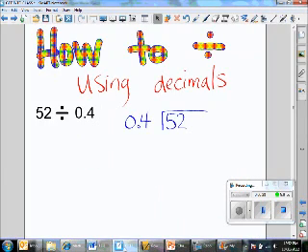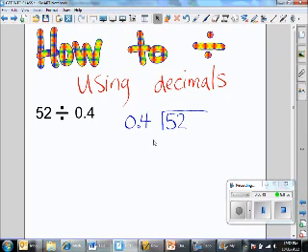All right, so here's the original problem. Says here 52 divided by 0 and 4/10. Okay, keep in mind, whatever number you say first, and I said 52 first, so that number goes inside the box, inside the little division sign. I wrote 52, little dividing sign, divided by 0 and 4/10.